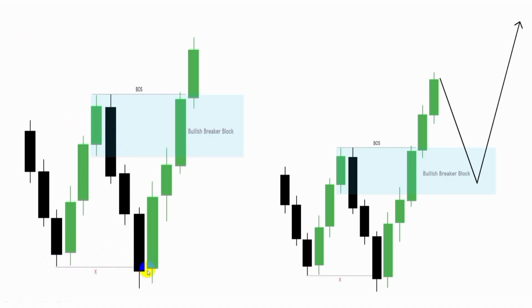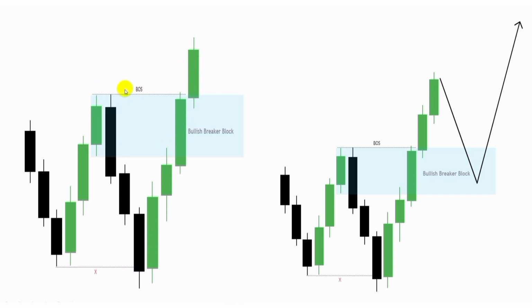But now we can see that the institution pushed price to the upside and took out the swing high points that took out this low point. So the expectation was to see the return to the bearish order block and then price continuation to the downside. But then price broke through the bearish order block and closed above the bearish order block.